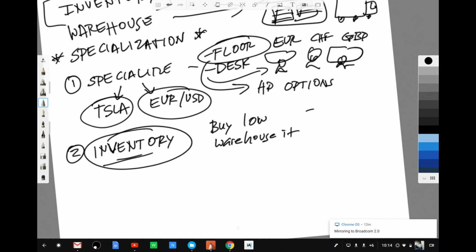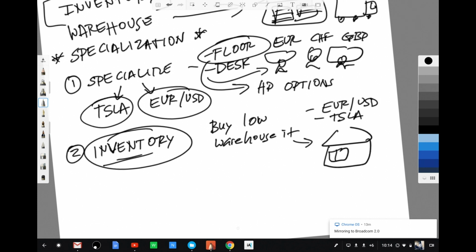What this means is you're going to buy the euro, and you're going to be on the buy side only. You're only going to buy euros. That's it. You're no longer going to speculate on the price of the euro falling, or you're only going to buy Tesla in small amounts, or if you're a dummy, large amounts. And then you're going to put it in the warehouse. And of course, your warehouse is actually your trading account.